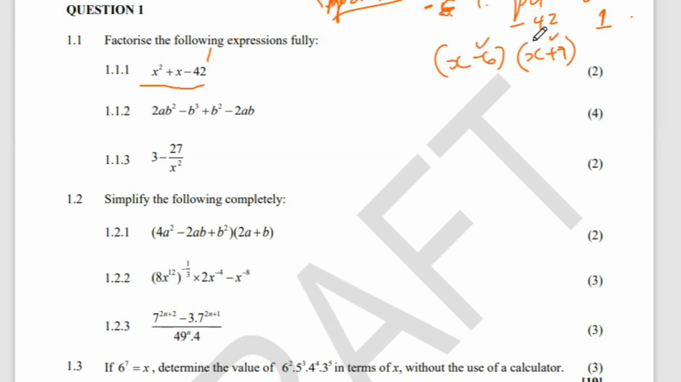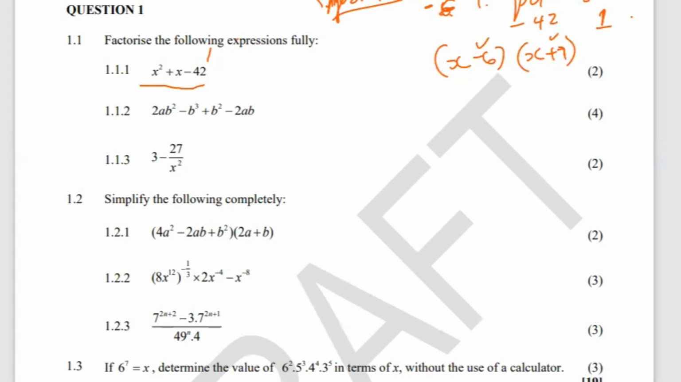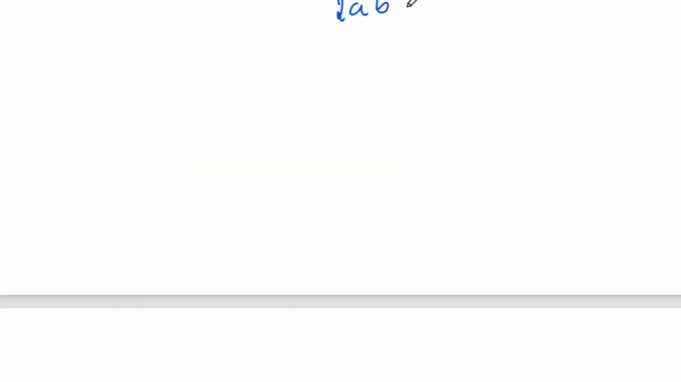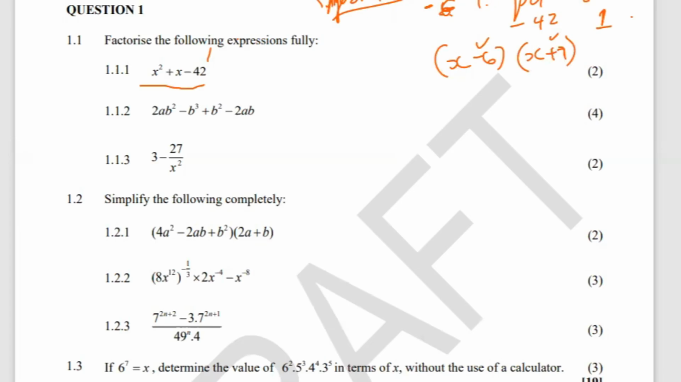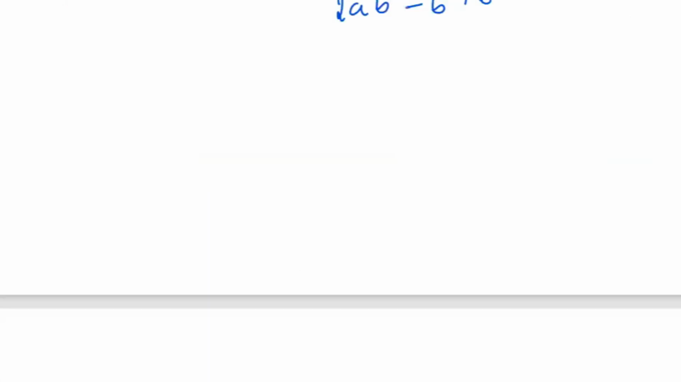So 1 mark for each factor. All right, then 1.1.2: how many terms do we have here? We have 4 terms. As long as we have 4 terms involved, we need to apply grouping. Let me just jot that beside. We have 2ab squared minus b cubed plus b squared minus 2ab.